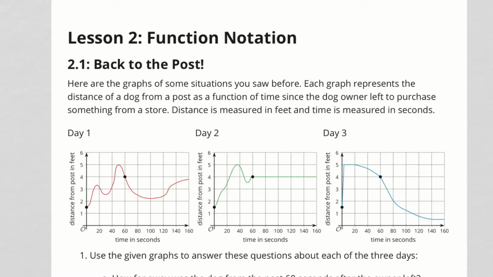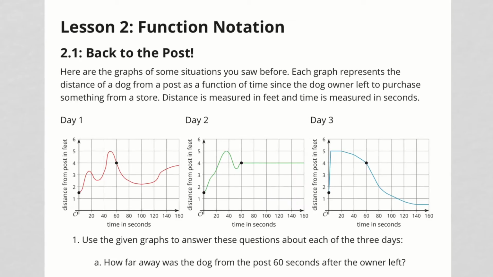This is lesson 2, function notation. So if you remember from lesson 1, we talked about a dog being on a post whenever his owner went in to get a drink. So here are the graphs of some situations that we saw yesterday.